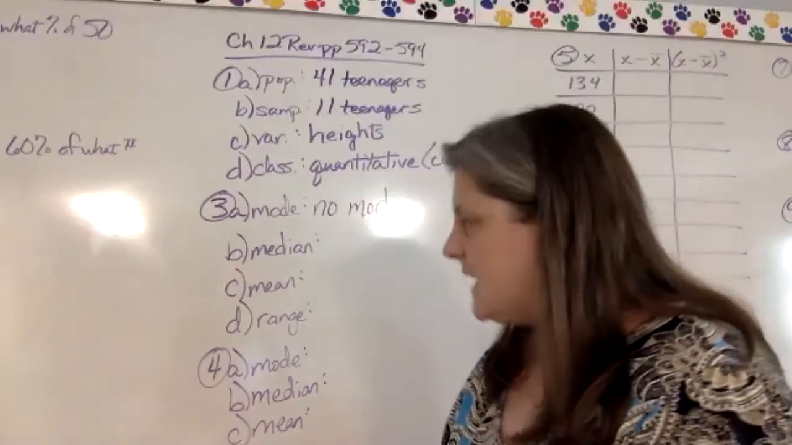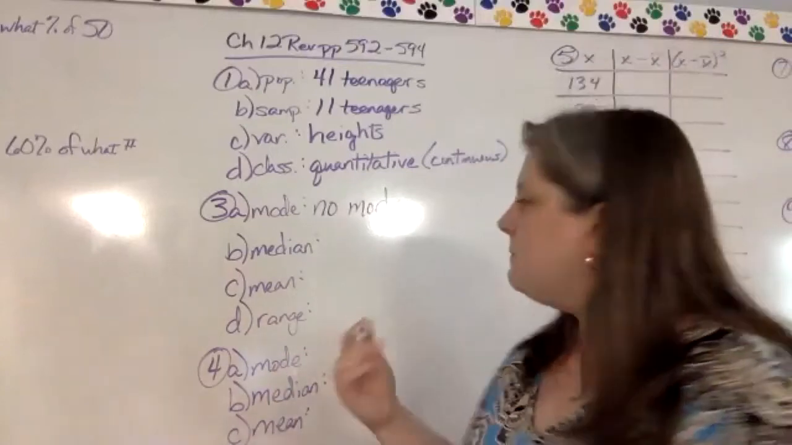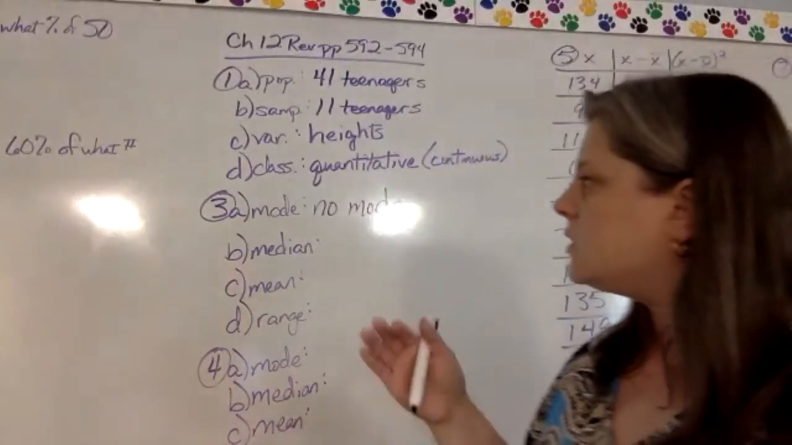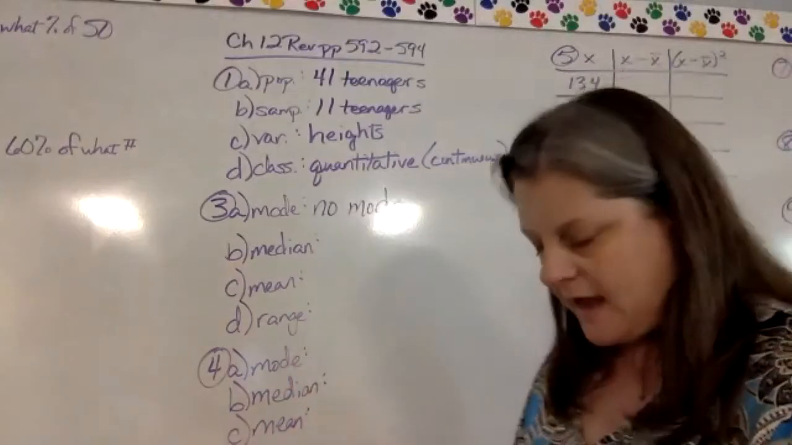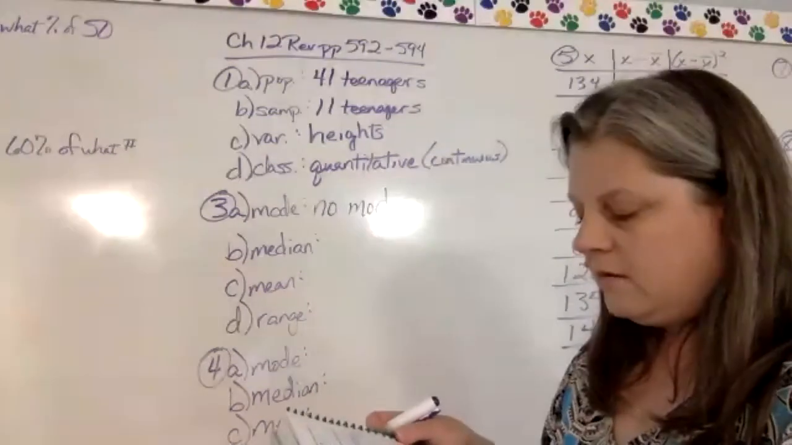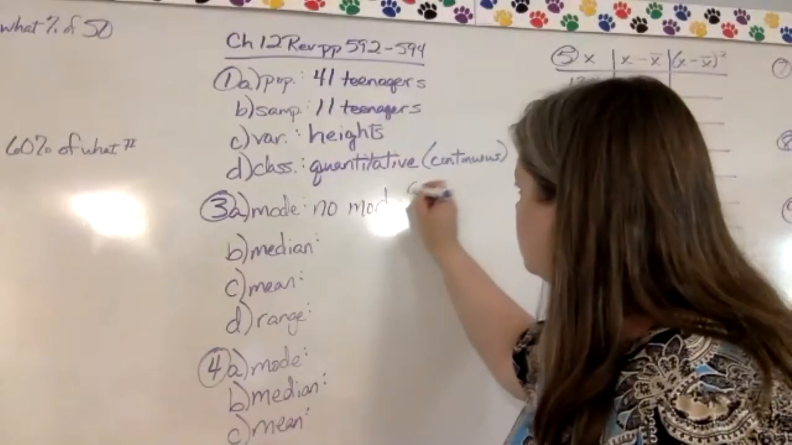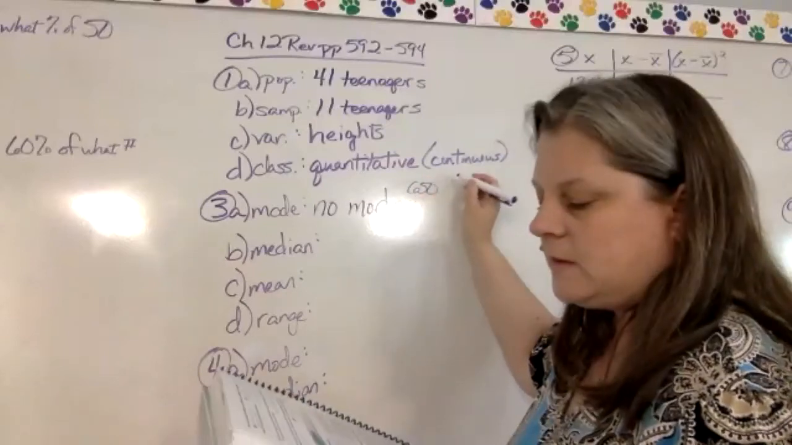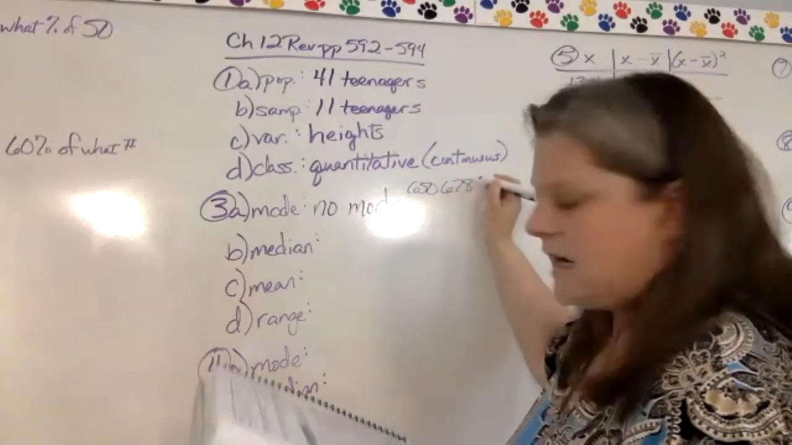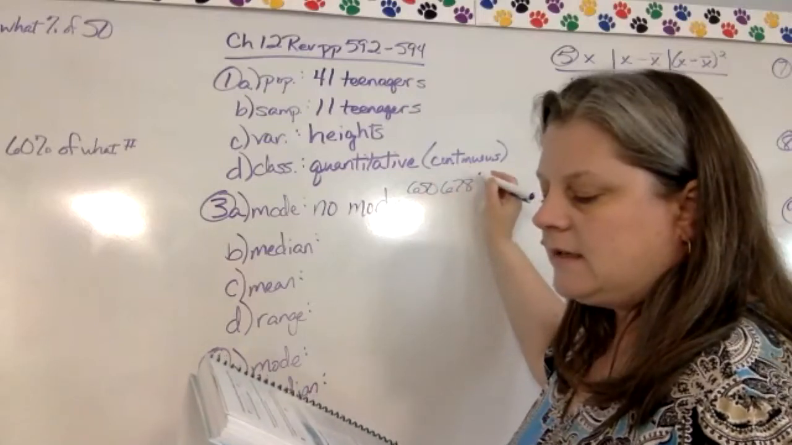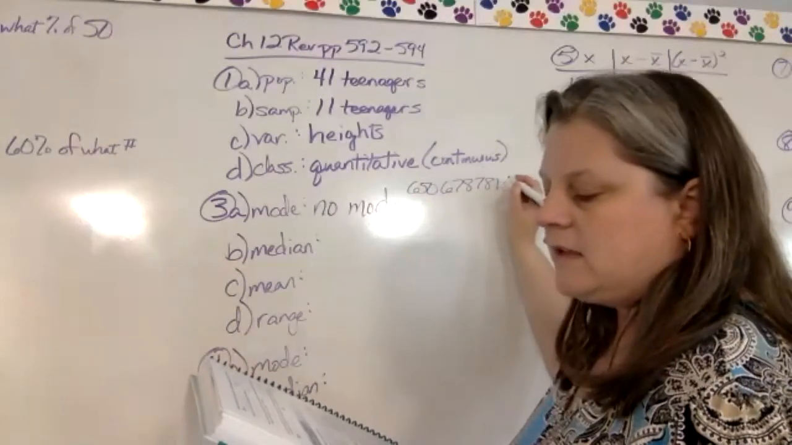Okay, part B is the median. Median is the middle number. Now, when you try to find the median, you have to have the numbers in order from least to greatest. So my numbers that we have are listed there for you in the book. The smallest one is 650. And then the next one is 678. And then the next one is 781. And then what's next?